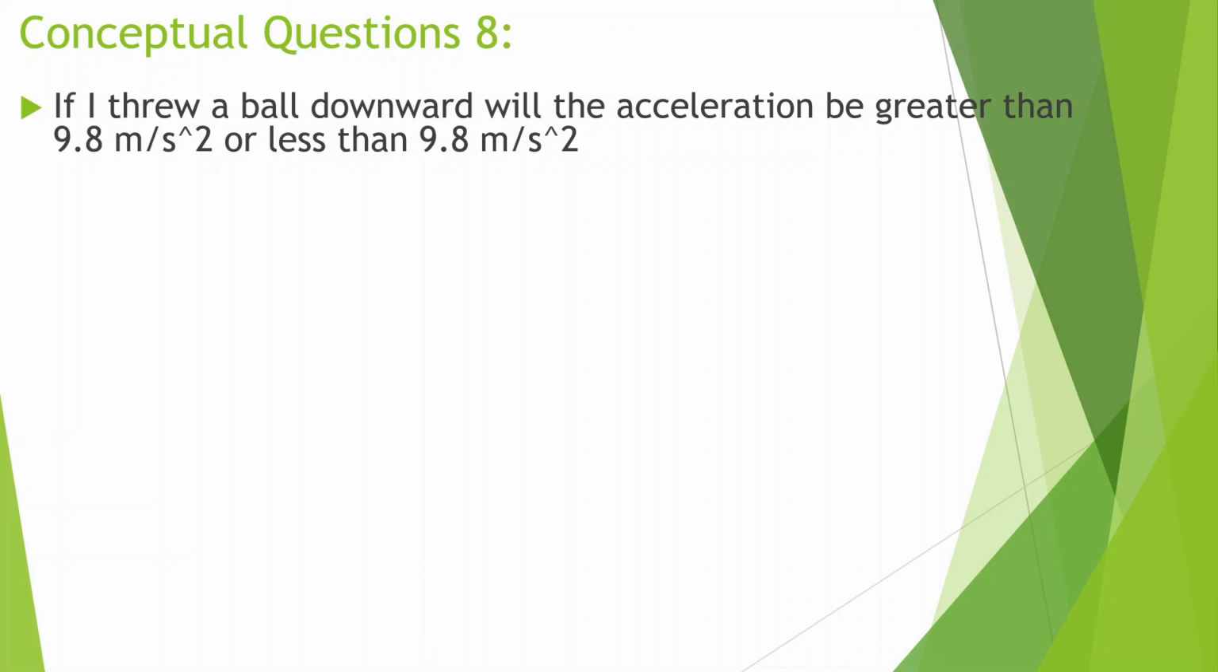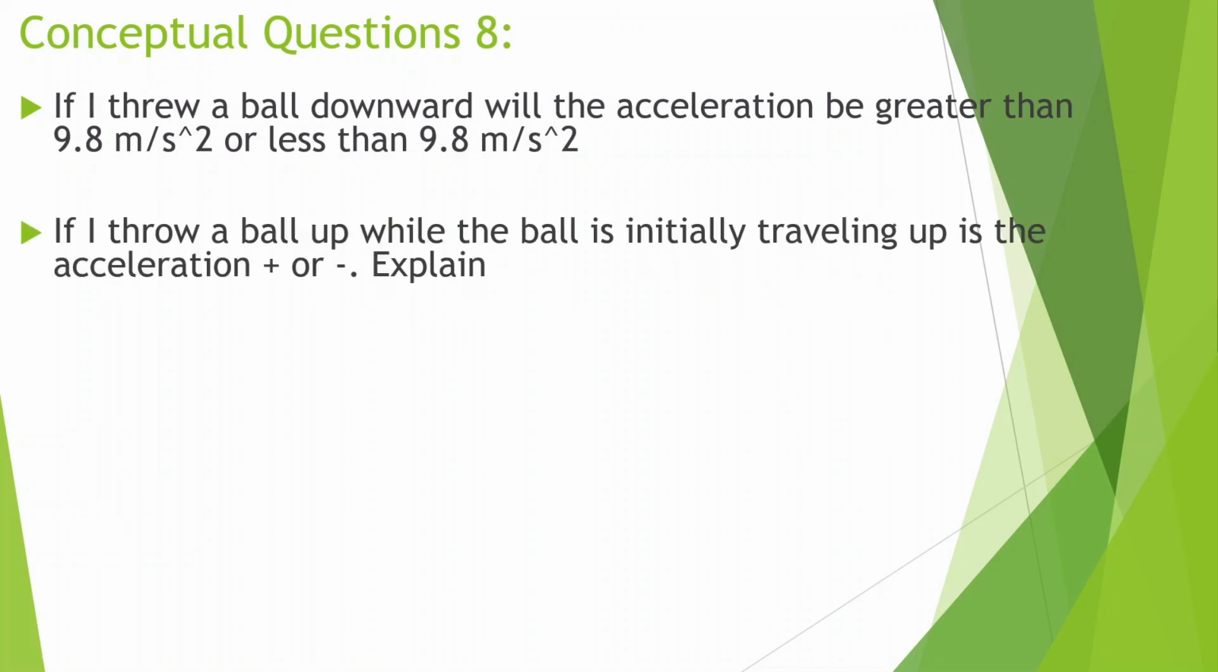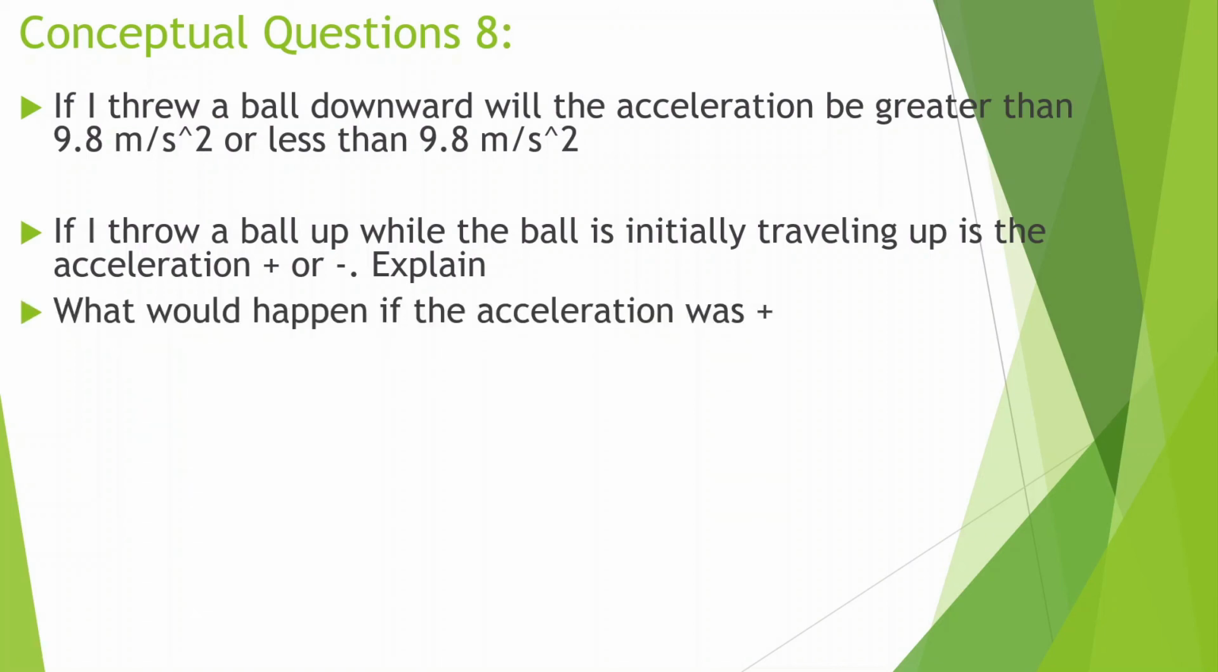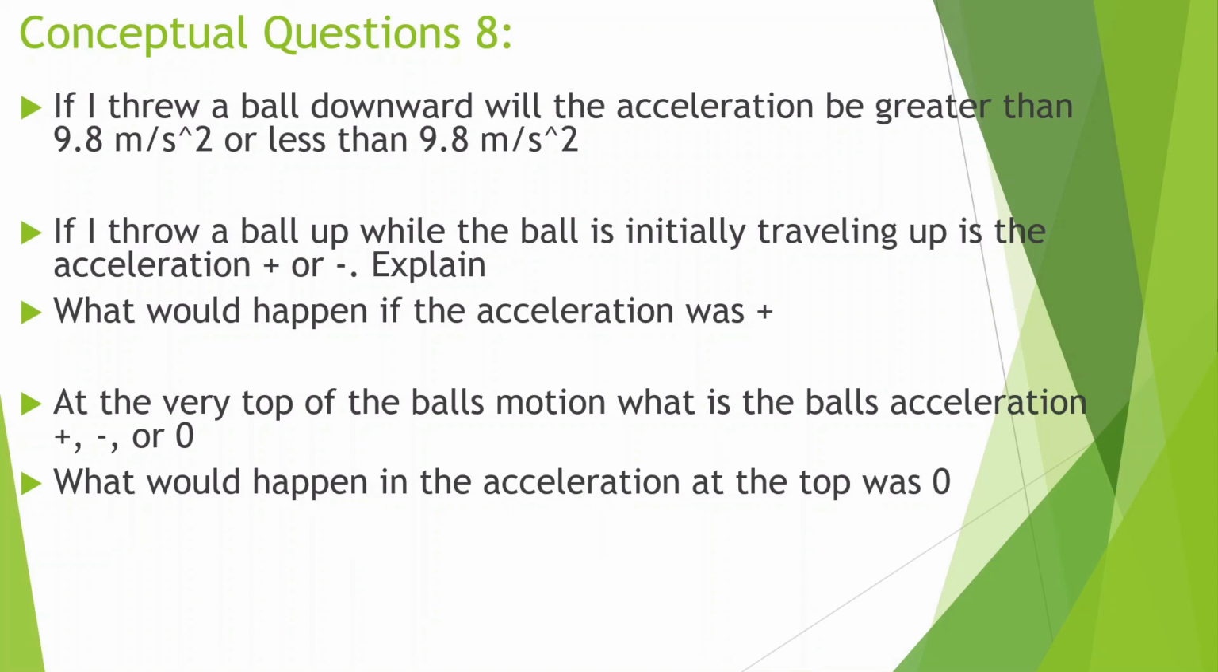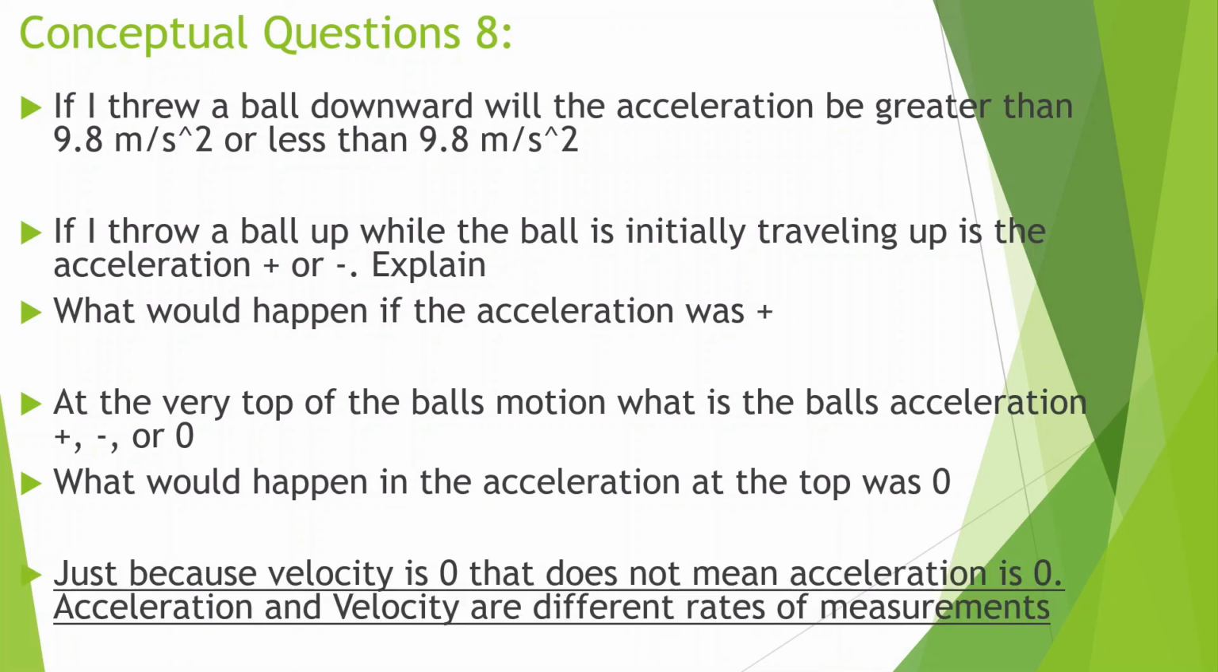All right, let's go through this. If I throw a ball downward, will the acceleration be greater than 9.8 meters per second squared or less than 9.8 meters per second squared? If I throw a ball up, while the ball is initially traveling up, is the acceleration positive or negative? Explain. What would happen if the acceleration was positive? At the very top of the ball's motion, what is the ball's acceleration? Positive, negative, or 0? What would happen if the acceleration at the top was 0? And yes, just because velocity is 0, that does not mean acceleration is 0. Acceleration and velocity are different rates of measurement.